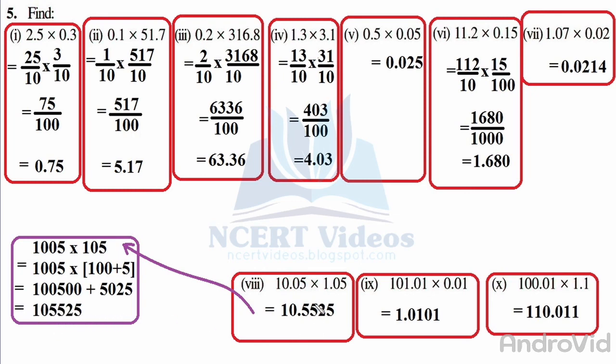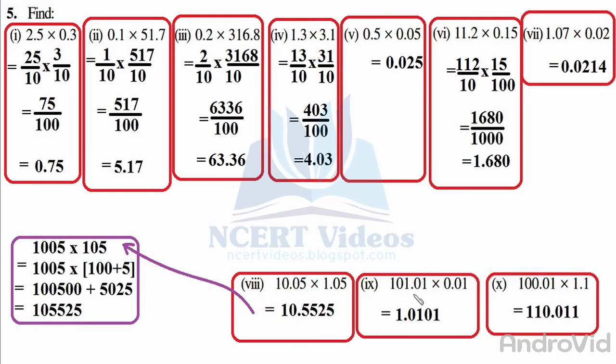So we write the number, but the decimal part is not fixed, so we will count it. 1, 2, 3, 4. You have to just count the number of decimal places. These are called decimal places which are after decimal towards right hand side. So 1, 2, 3, 4. Now fixing 1, 2, 3, 4. So 10.5525 is your required number.